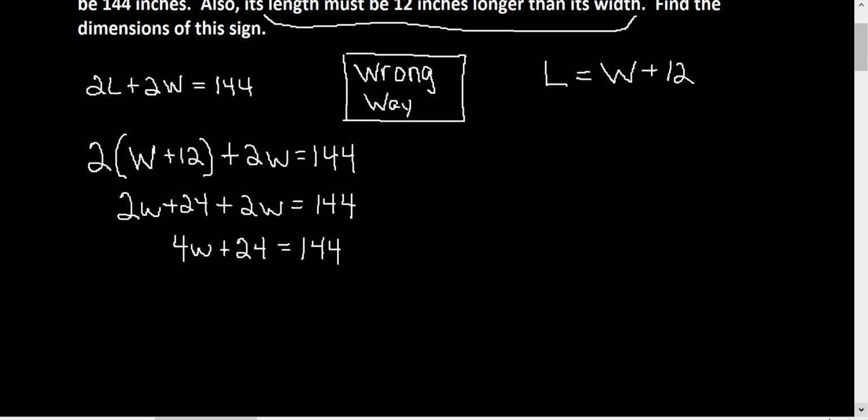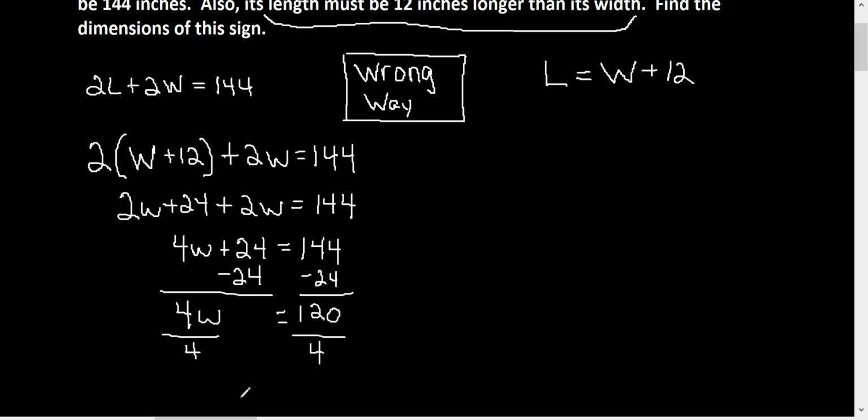Okay, let's raise this up a little bit. I'm going to subtract 24. And 4W equals 120. Divide both sides by 4. And the width equals 120 divided by 4 is 30. What is that? 30 inches. All right, the width is 30.